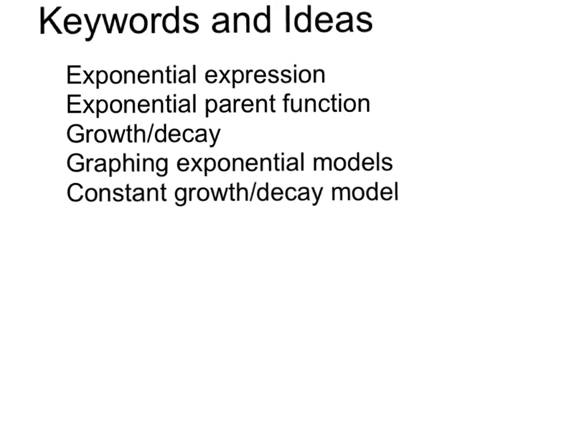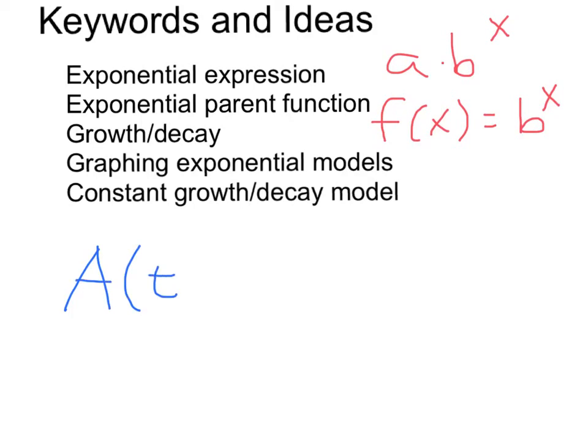All right, the keywords and ideas for skill 62. Exponential expression, that would be, for example, A times b to the x. You want to know the exponential parent function, which is just f of x equals b to the x. You should be able to distinguish growth from decay when given an exponential expression, and you should be able to graph these exponential models. And finally, you want to be able to create an equation of a constant growth or decay. And that base formula that we used was A of t is equal to A times 1 plus or minus r raised to the t. We had one example like that.